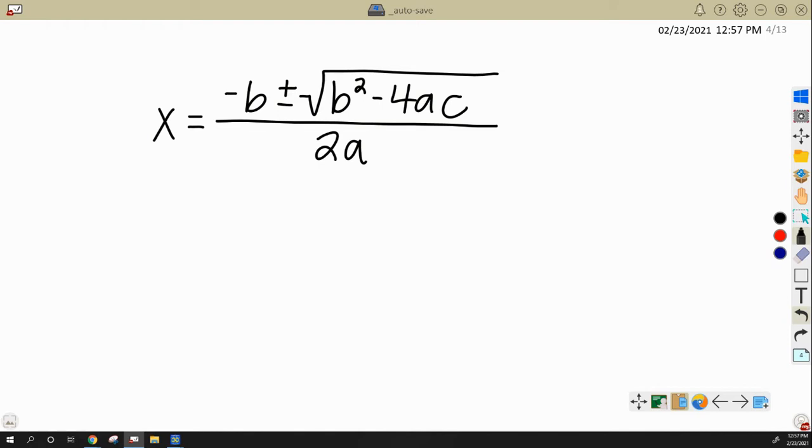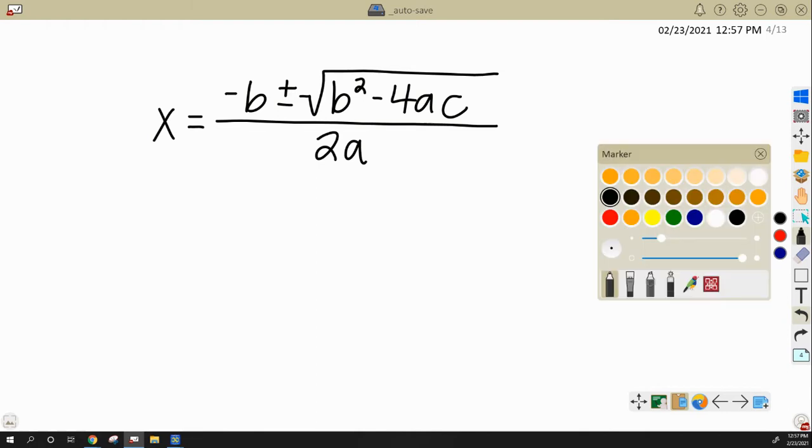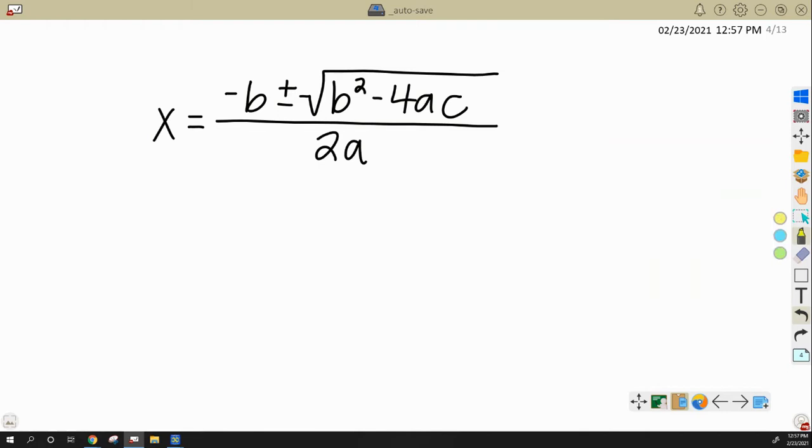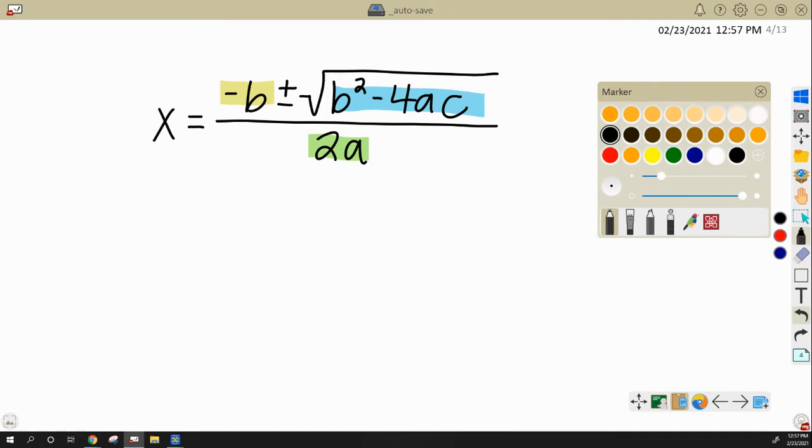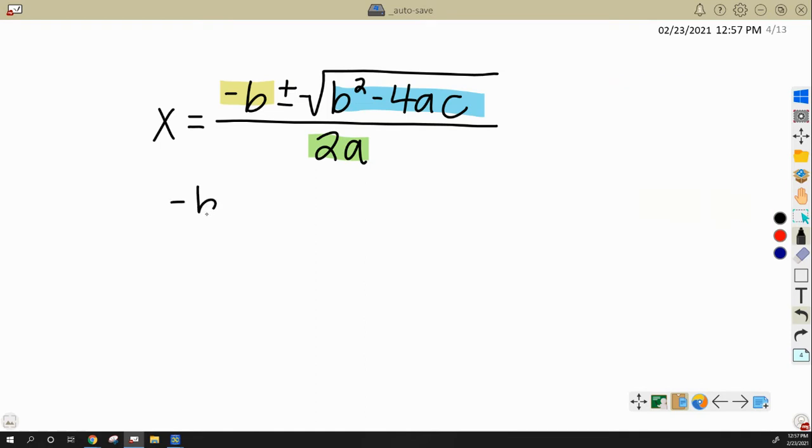Every single time you're solving a quadratic, you're going to have to break this down into 3 pieces. So we're going to break it down into negative b. That's what we'll solve for first. Then we'll solve for b squared minus 4ac. And then we'll solve 2a. And then we'll put it all together. So on every single problem that you do, you're going to have to find negative b, find b squared minus 4ac, and find 2a.